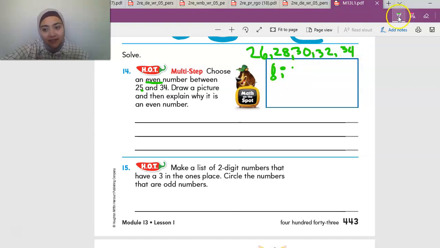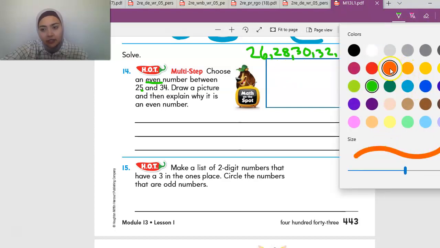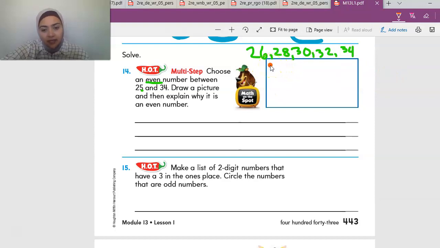4, actually I'm going to make these bigger. Sorry. Let's try that again. Hold on, let me erase this so it looks neater. And I'm going to try a different color, just so it doesn't get confusing. Let's try orange. Okay, here we go. I chose number 28, so I'm counting by 2s. 2, 4, 6, 8, 10, 12, 14, 16, 18, 20, 22, 24, 26, 28.